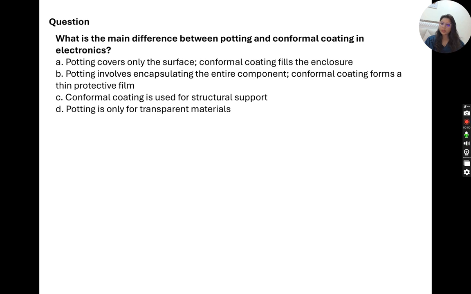Okay, I got the answer, which says it's B. Post coating involves encapsulating the entire component, and conformal coating forms a thin protective layer. I'm expecting some more answers because this is a very simple topic, so I'll be happy if I get some more answers on these types of questions.